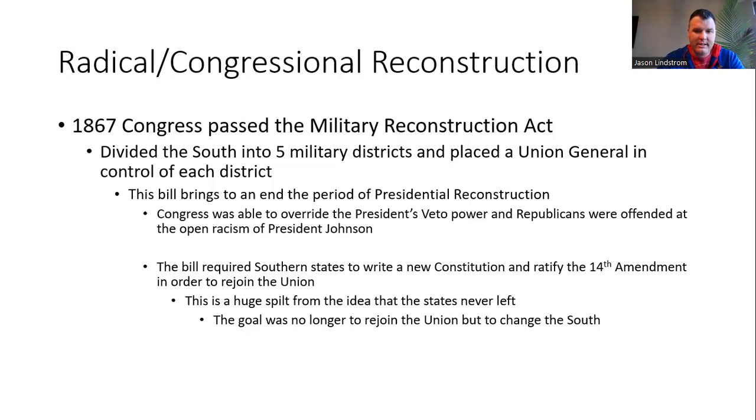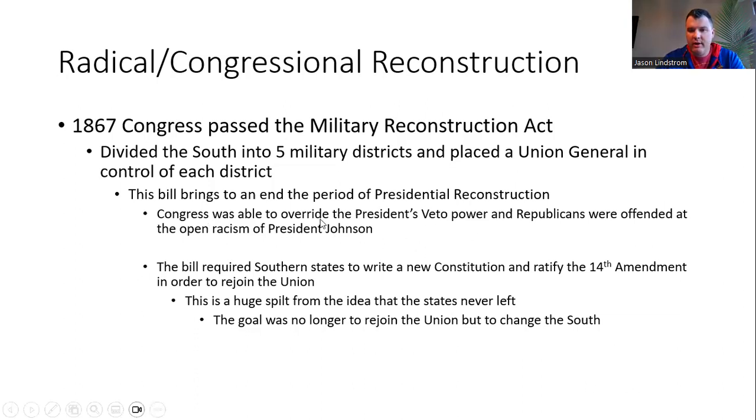And so this is a huge shift from presidential Reconstruction, where we're just trying to glue the whole thing back together, like a vase that fell over when mom and dad are out, and just trying to get it back together as quickly as possible, to radical Reconstruction when Congress is looking to throw that old vase out and build a new one.